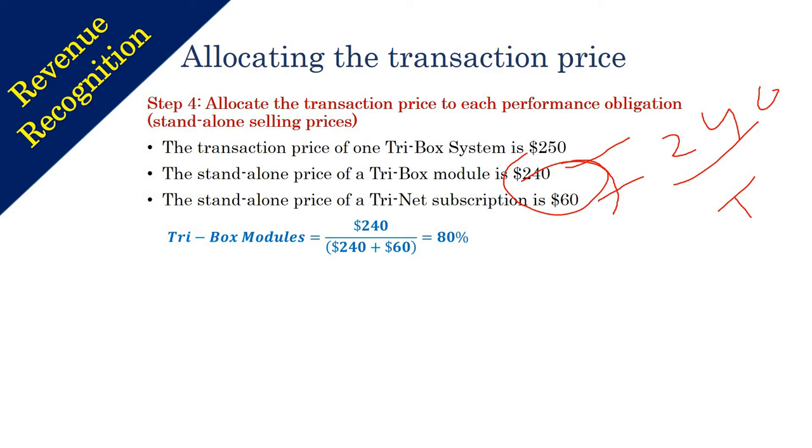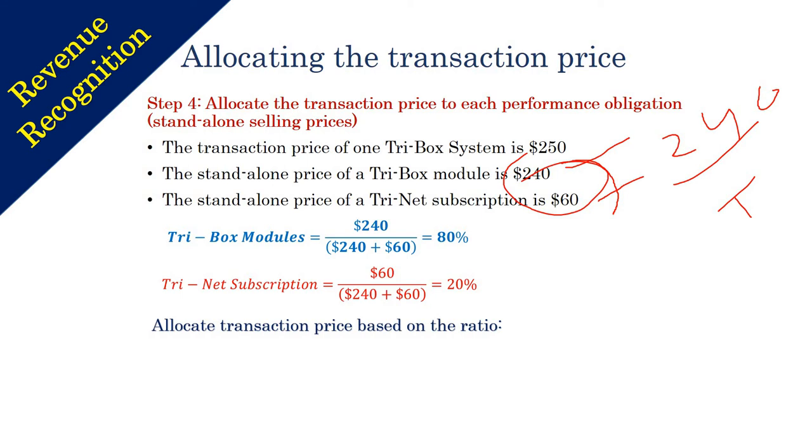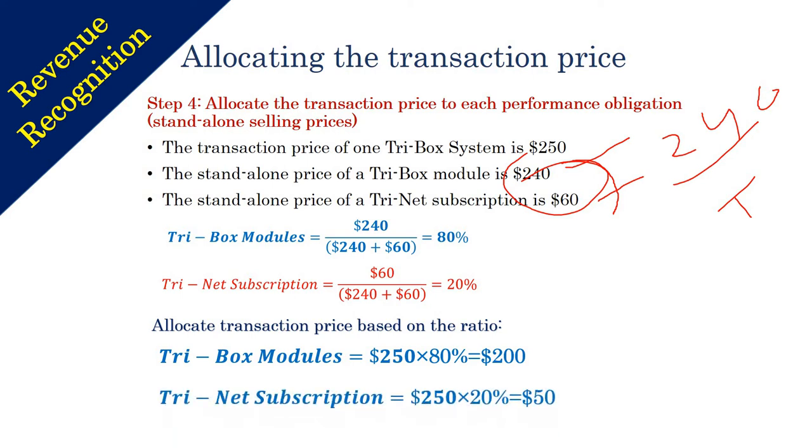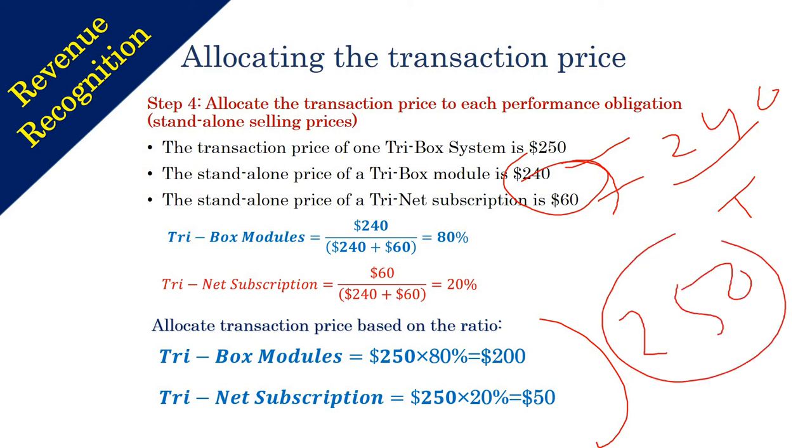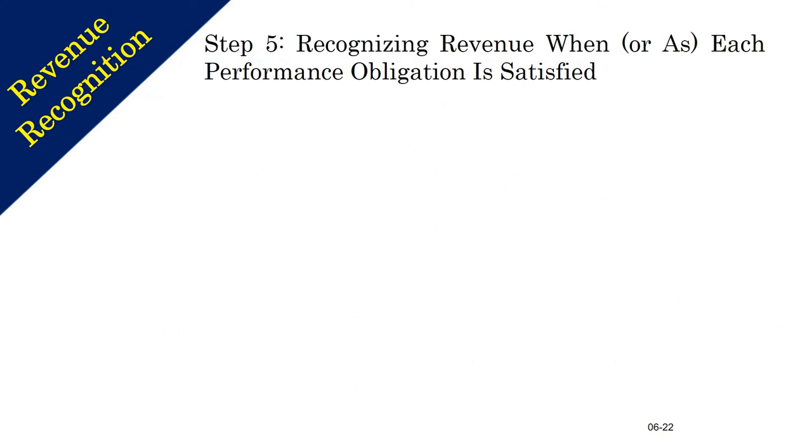The Tribox module's transaction price will be 80% of the total price, meaning out of 250, 80% will be allocated to the Tribox module. And for the TriNet subscription, it should be 20%. Now let's allocate the transaction price based on the ratio. The Tribox module would be 200 and the TriNet subscription would be 50. So in total we have allocated the 250. And now step number 5, recognize revenue.